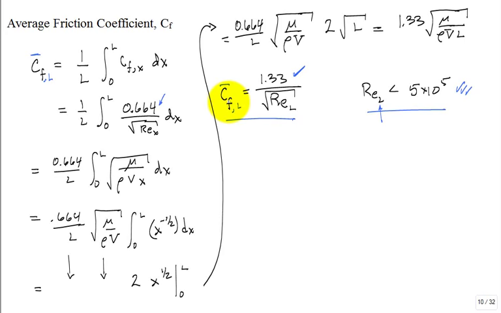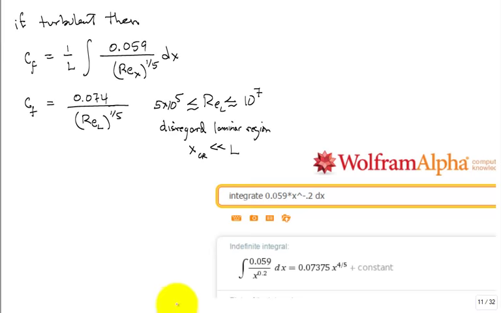You do the same thing for the turbulent. If turbulent, that was our model for the turbulent, we then want to average. And the math, you can do this in Wolfram, and you can see the 0.059 coefficient is transformed into a 0.074 coefficient. Notice there are only two significant digits. It's turbulent flow. It's based on experimental data. You don't get 3 and 4 significant digits on those measurements.